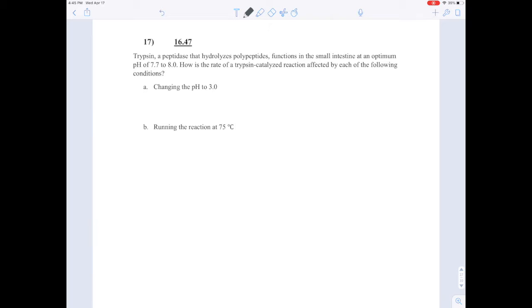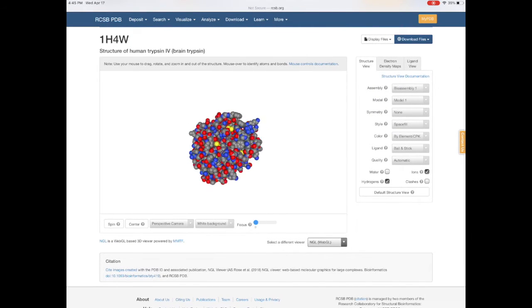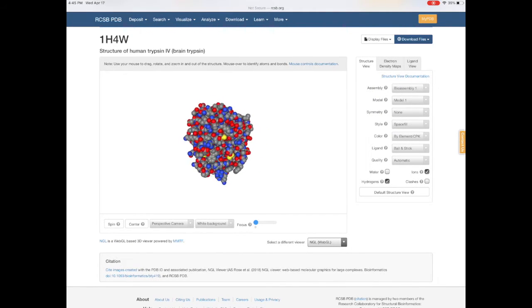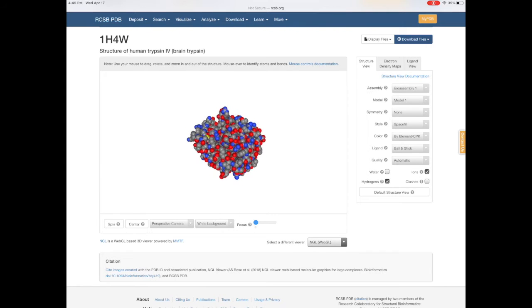So question 17 in the chapter 16 homework is talking about a protein named trypsin. So trypsin, and just so we can appreciate the beauty of trypsin, let's go to the protein data bank. Here's what trypsin looks like in 3 dimensions. Those gray spheres are carbons, the red ones are oxygens, blue ones are nitrogens.